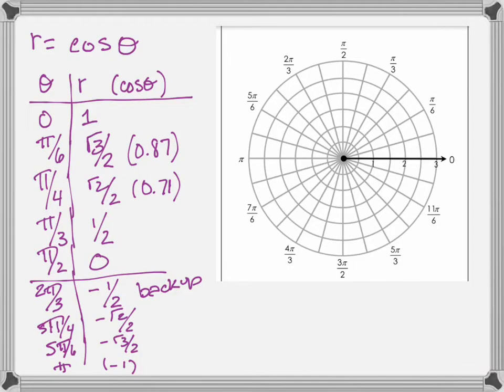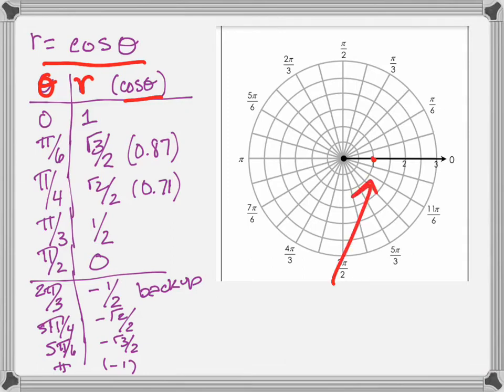Okay, let's graph r equals cosine theta. So when you set up your own coordinate chart, you would put theta first and then r. And r happens to be cosine theta, so I just wrote that so I could see what I'm solving. When theta is 0, it would be cosine of 0, and cosine of 0 is 1.